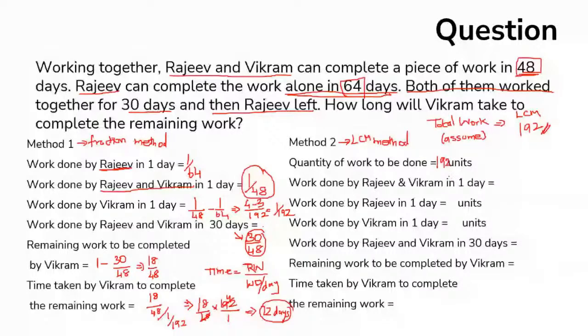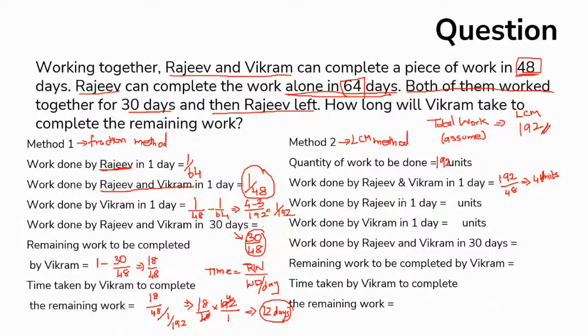And work done by Rajiv and Vikram in one day. Rajiv and Vikram can do the work in 48 days. So in one day, how many pieces of work will be done? 192 divided by 48. So they can do four pieces of work, or we say 4 units of work.